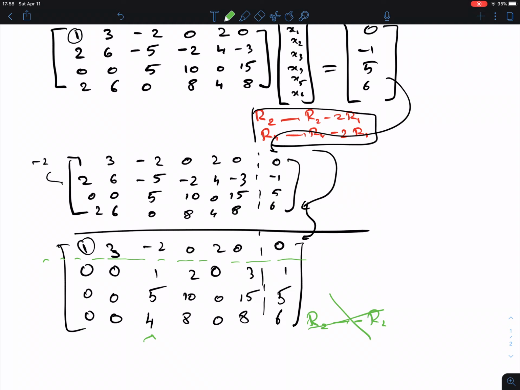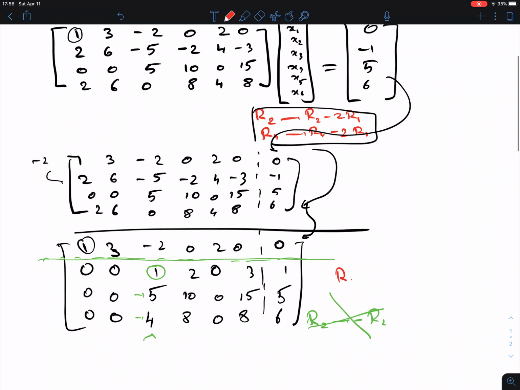And so we have now our 1 here, and what we now want to do is of course make these two guys 0. Remember, we're only looking everything below this green line here, so nothing yet above. So the row operations that will do this for me are row 3, replace that by row 3 minus 5 times row 2, and row 4 minus 4 times row 2. Sorry, I'm working with row 2.